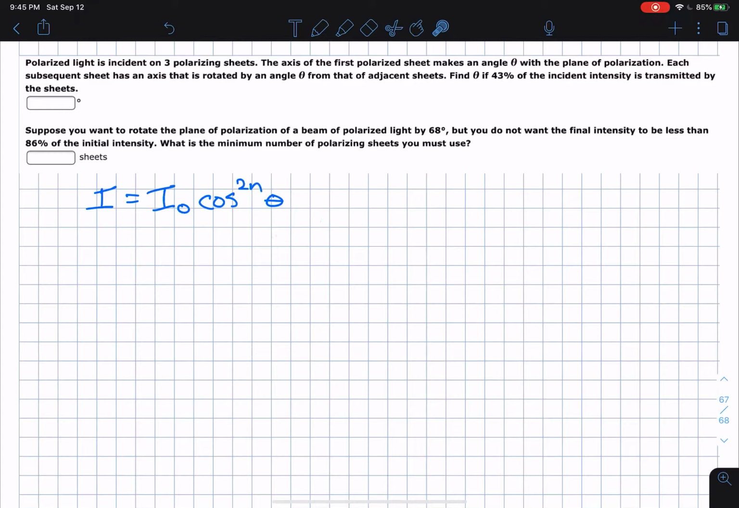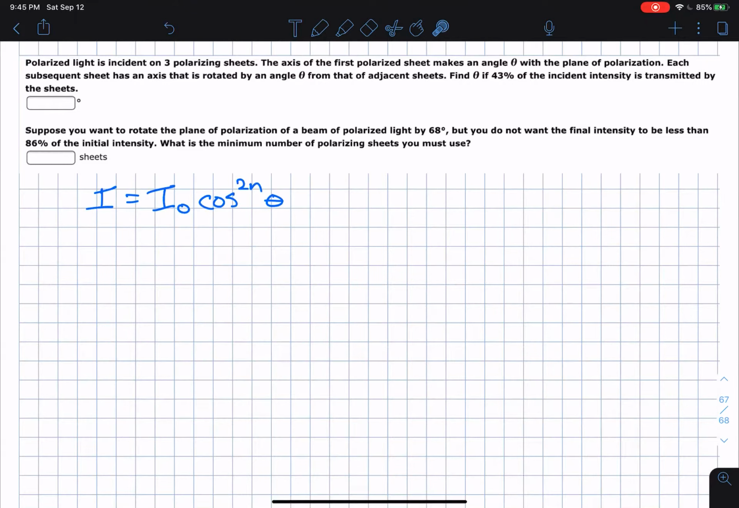This is called the law of Malus. This is what we're going to need for both parts of this problem. So I, that's the intensity that emerges from the sheets. I naught is the incident intensity, so the intensity of the light on the first sheet. N is the number of sheets, and theta is this angle that's talked about both here with regards to the first sheet and then also for all the adjacent sheets.